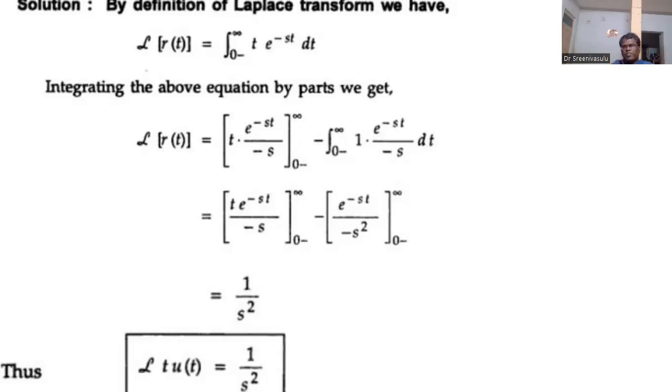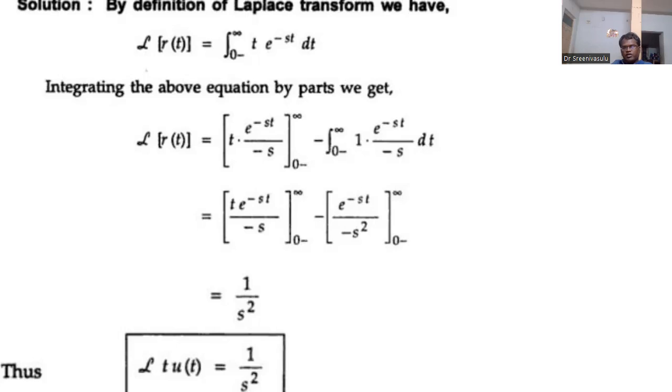Coming for second part, e power minus st, again you see e power minus s into infinity. Here also same problem. Suppose if we take s is less than 0, minus into minus plus, e power infinity is not going to exist. So that's why you need to assume here s must be greater than 0. So then only this term is also 0. Next term, minus into minus plus we are going to get. This e power minus 0, it is a 1. So 1 by s square.